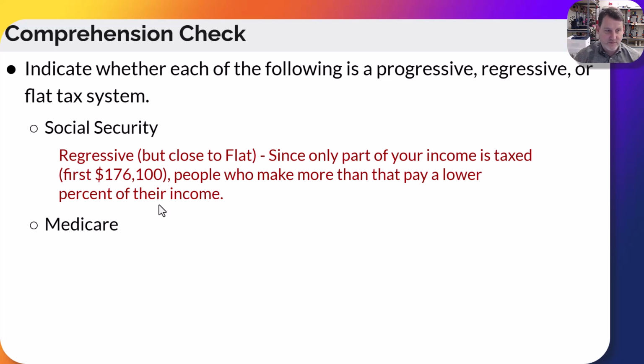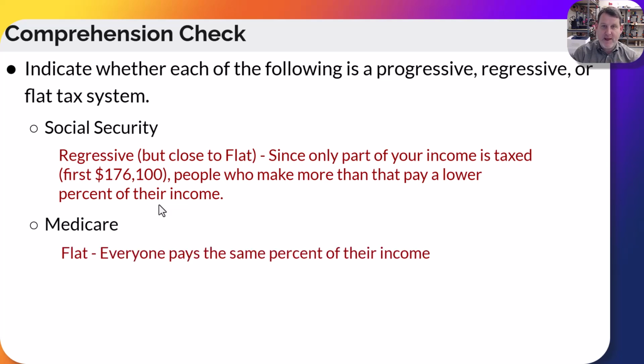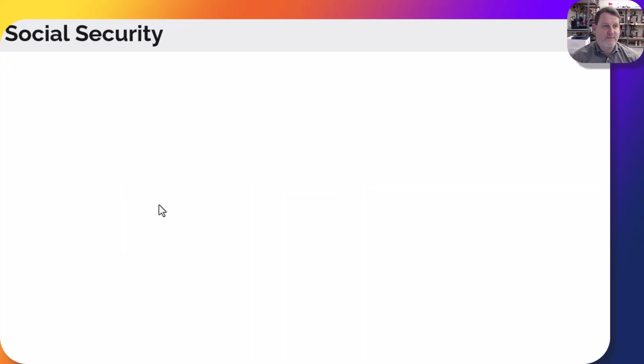Medicare, on the other hand, is a flat tax. Everyone pays that 1.45% of their income. So that one is a flat tax. All right. Let's keep rolling.